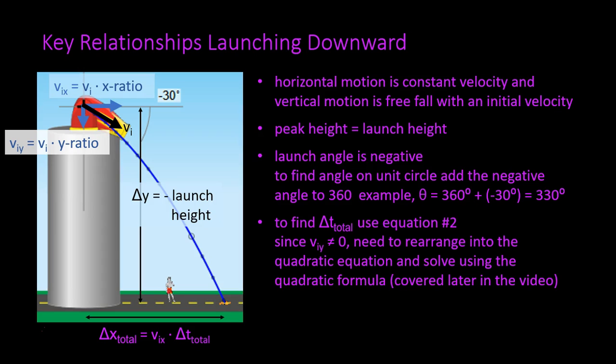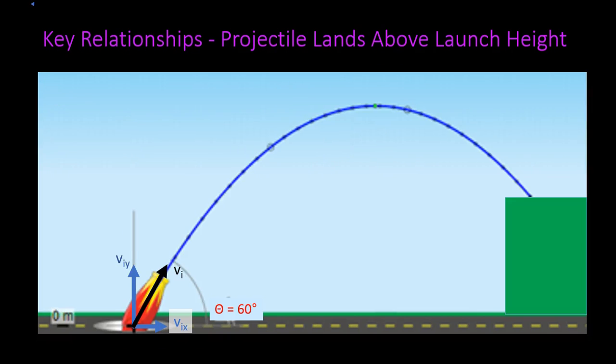Moving on from downward launches, let's go back and look at upward launches, only this time the landing height is above the launch height, as in this example. So once again, we have our initial velocity, which we can break into our horizontal and vertical components, and we have our initial launch angle. We have our total displacement here. Our total vertical displacement is delta y, and it is positive.